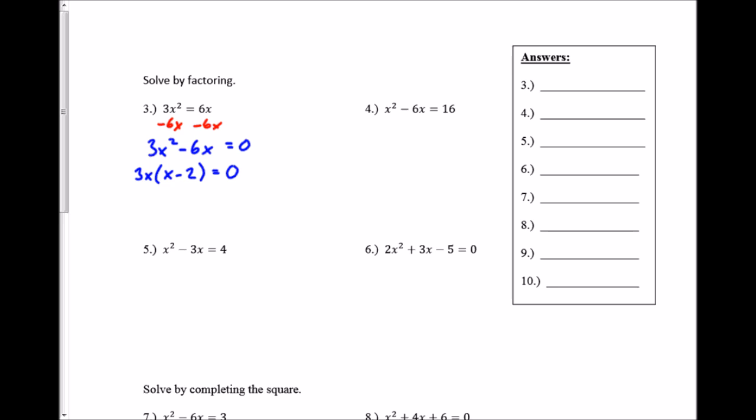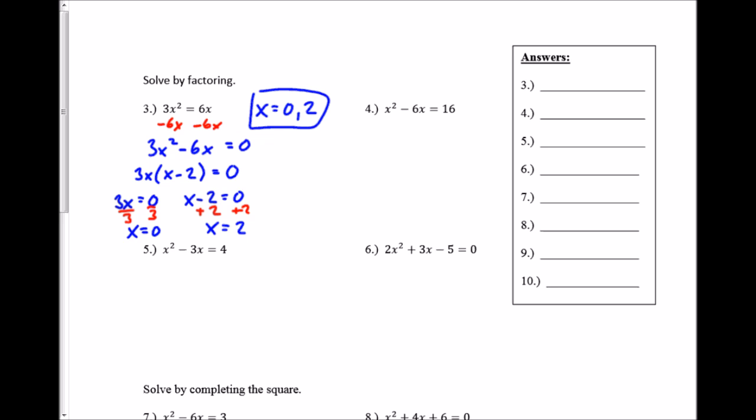What I do is I set each factor equal to 0. So I take the first factor, the 3x, and I set it equal to 0. Then I take the second factor, the x minus 2, and I set it equal to 0. And I solve each. This one I divide each side by 3, so I find out that x equals 0. This one I add 2 to each side. So I find out that x equals 2. Okay? So my two answers here are the 0 and the 2.